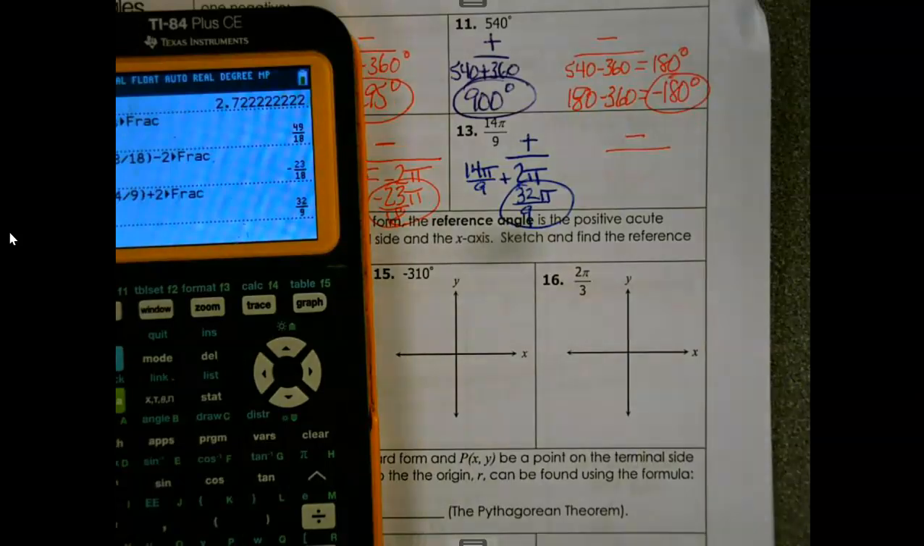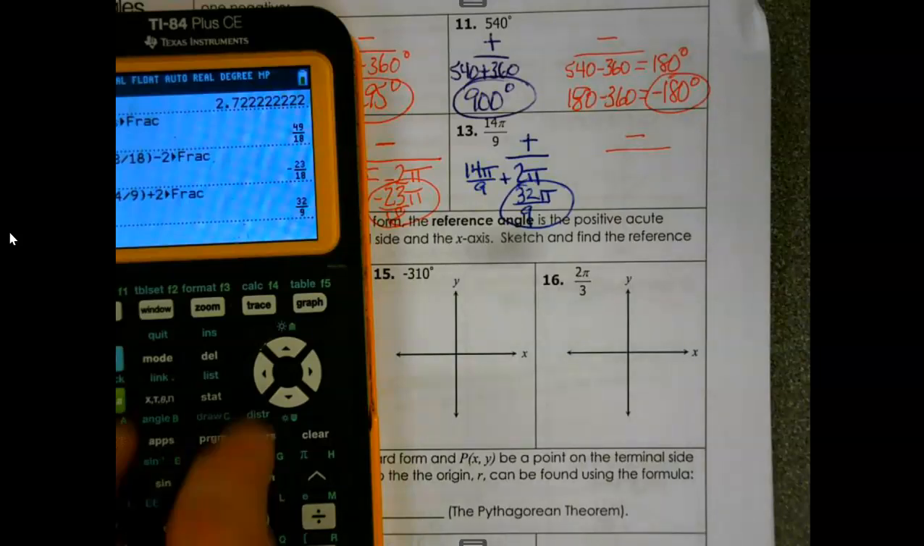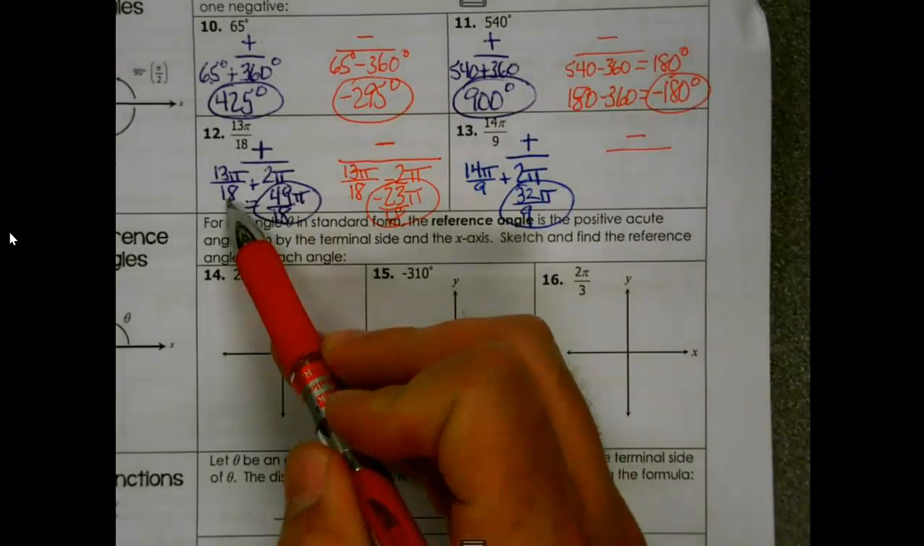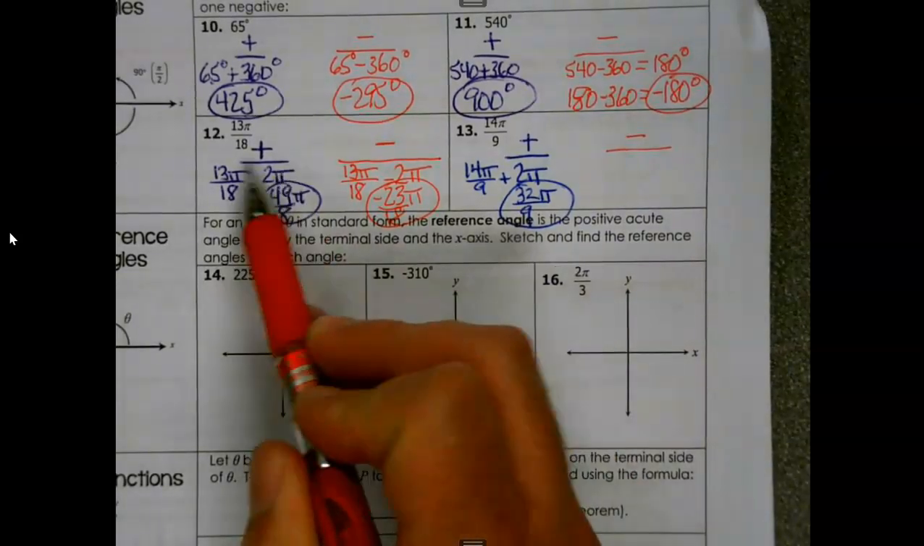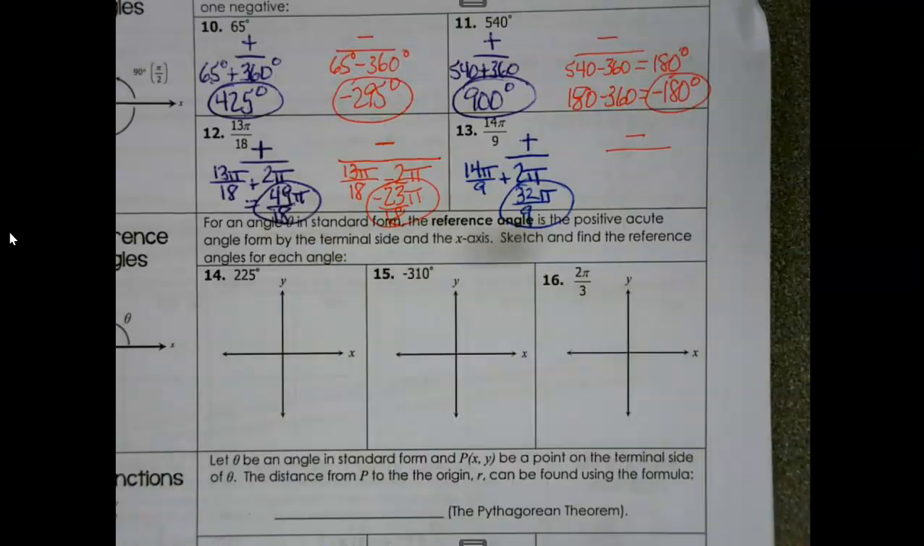For those of you that like speedy shortcuts, let me teach you one trick. Since you're adding 2 pi, whatever your denominator is, like 9, 9 times 2 is 18, and 18 plus 14 is 32. If you don't want to go to the calculator, that's a way you can do it in your head. Denominator times 2 and then add it to your numerator. That'll work every time. Look back over here: 18 times 2 is 36, and 36 plus 13 is 49. It'll work.